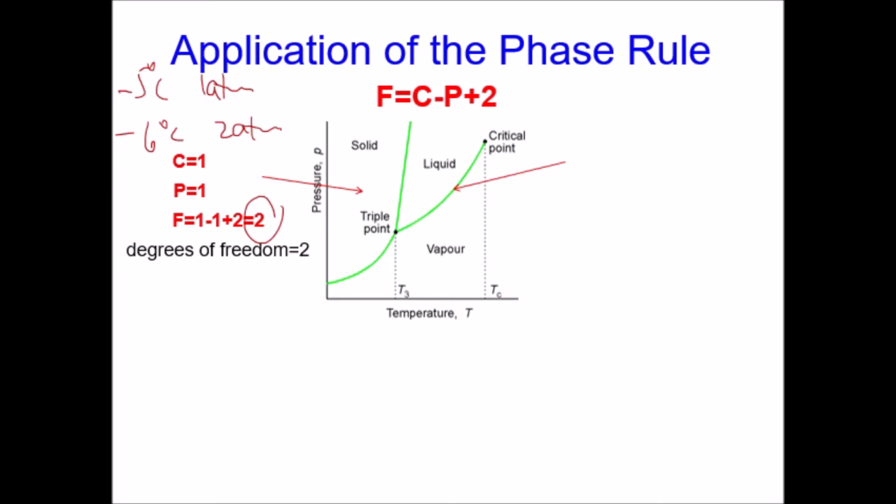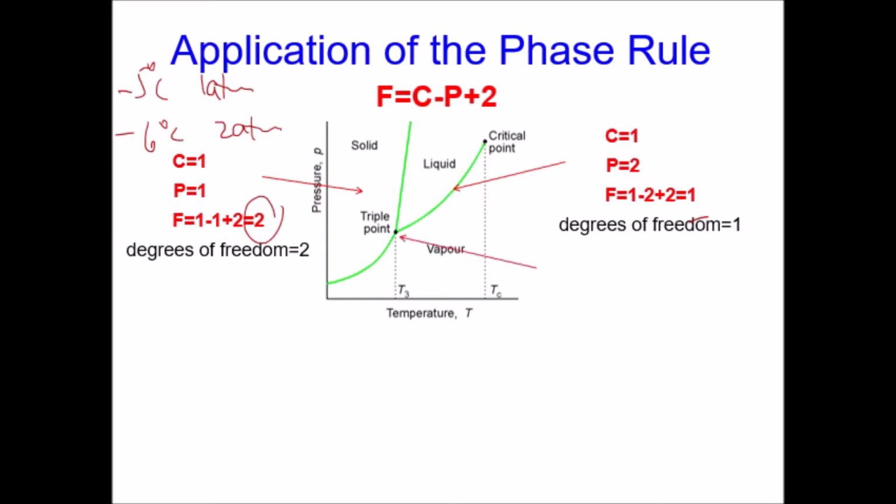For example, the liquid vapor phase boundary. How many components? Still one, because it's a single component, pure substance, for example, water. And how many phases? You have two now, two phases in equilibrium. Then how many degrees of freedom? So 1 minus 2 plus 2, and that gives you 1. You only have 1 degree of freedom that you can change. So if you want to keep liquid and vapor in equilibrium, you can only change temperature, and the pressure will follow the Clapeyron equation.